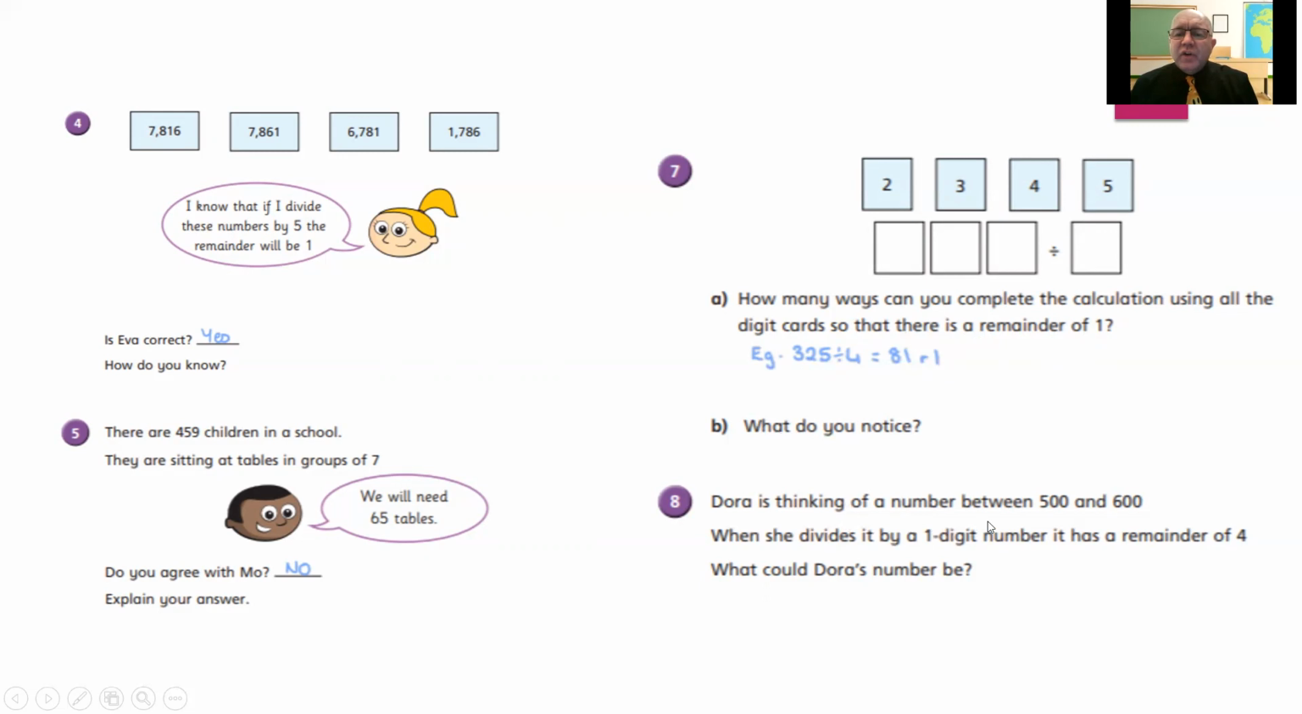And Dora is thinking of a number between 500 and 600. When she divides it by a 1-digit number, it has a remainder of 4. What could Dora's number be? Now, there's quite a few answers to that one. So I'm not going to list them all, but let's see if you can solve that problem.